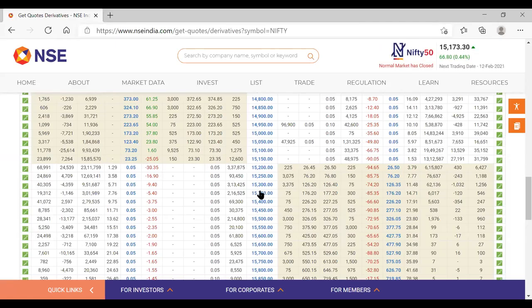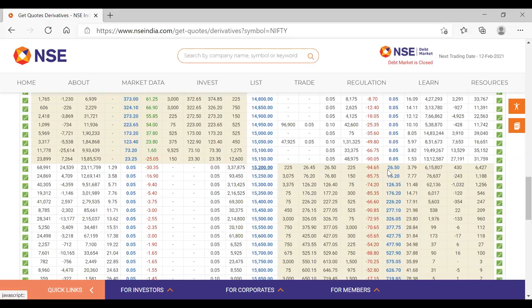Let's say I want to know the PCR of Nifty of 15,200. PCR can be done overall for Nifty, and we can also have individual strikes PCR. And why do we have to have individual strikes PCR? I'll let you know. Let's say I want to have the PCR of 15,200.